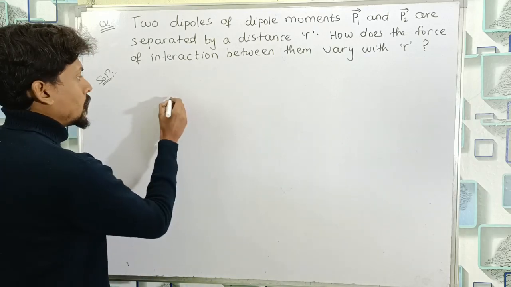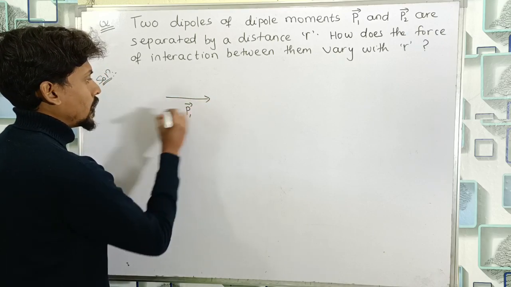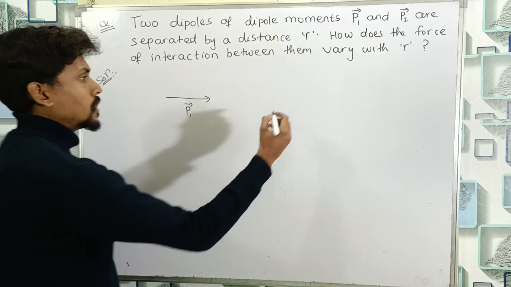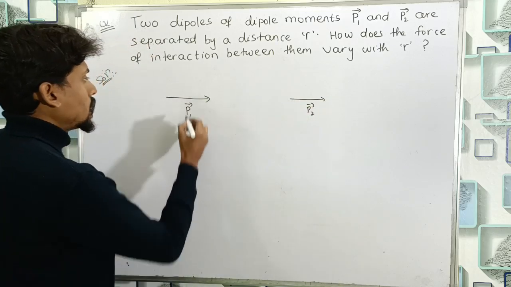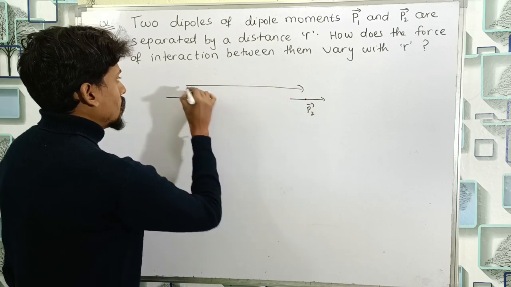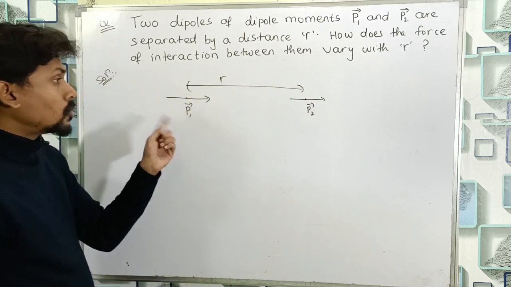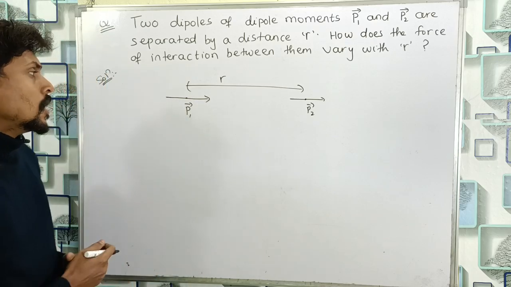So suppose we have two dipoles like this. This is P1 vector, the first dipole moment, and this is the second dipole moment, P2 vector, and the separation between their centers is given by r. Now we have to find how the force of interaction between them varies with the distance r.